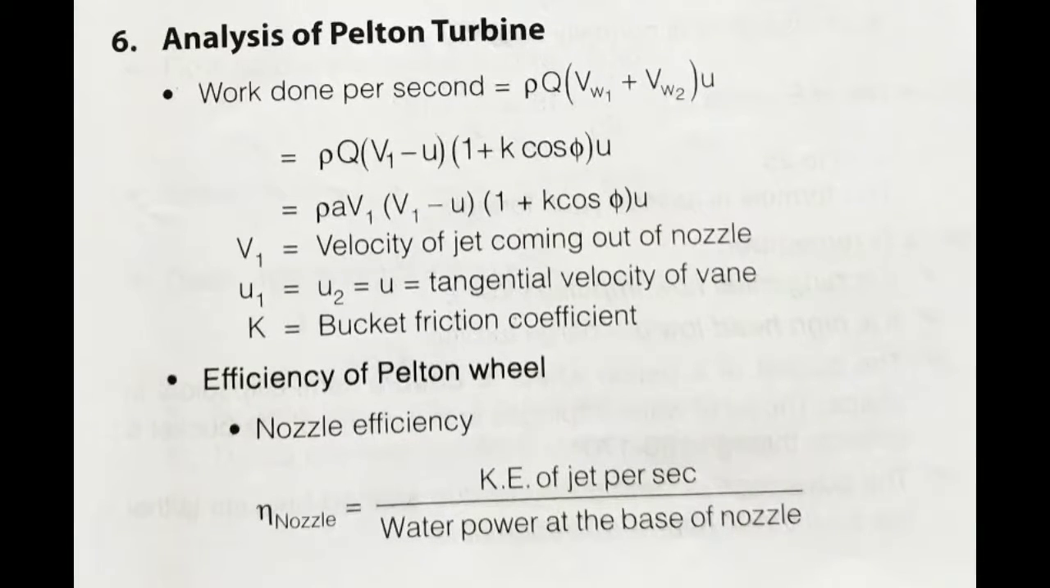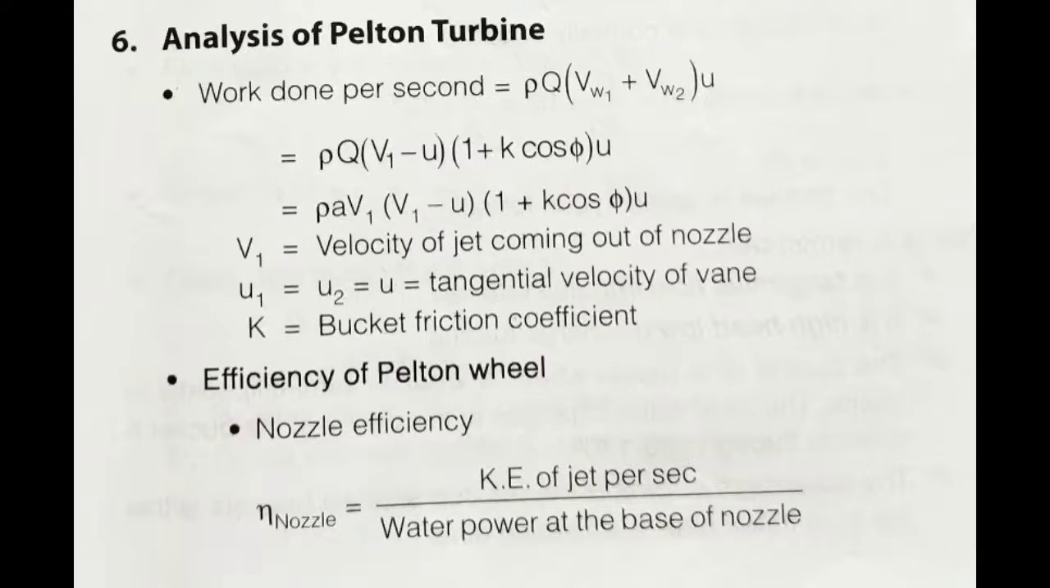Now the analysis of turbine: work done, efficiency, speed ratio, like that. First is work done. Its equation, remember: W = ρQ(Vw1 + Vw2)U. And it is written as ρAV1(V1 − U)(1 + K cos φ)U. Okay.